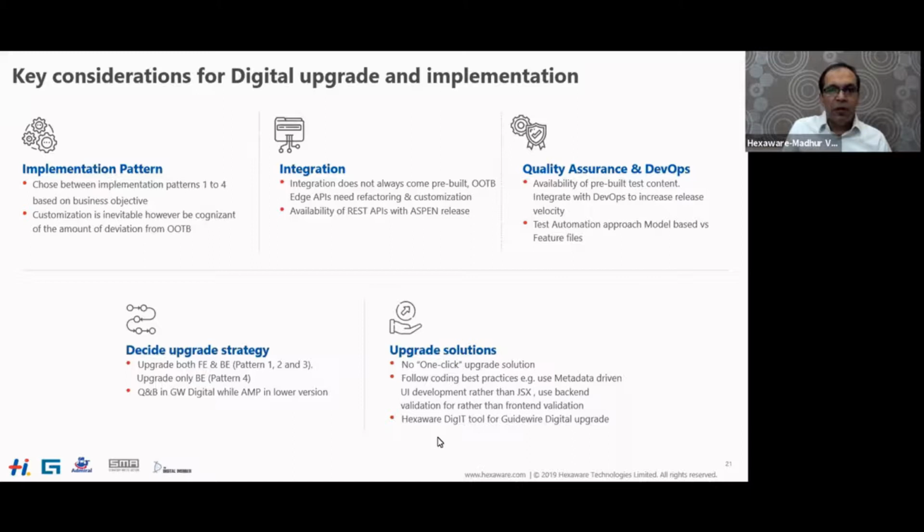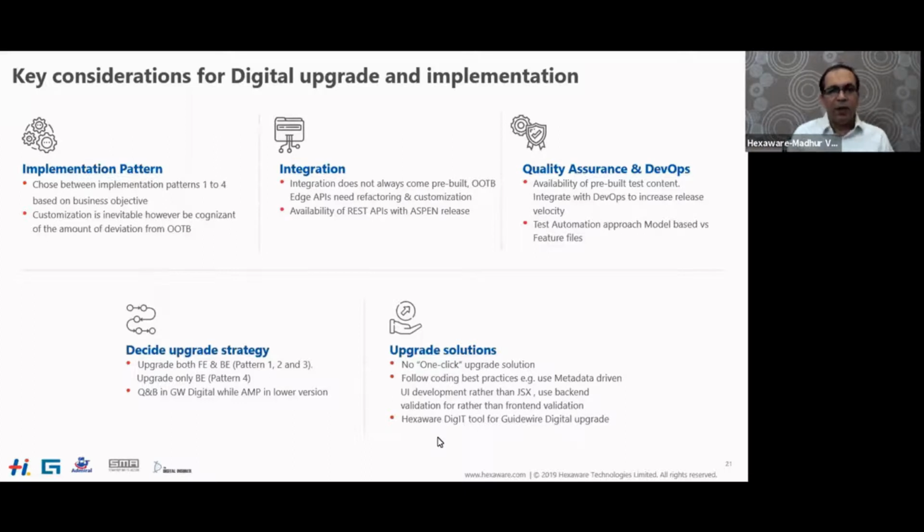So these were some of the points from a new implementation perspective, and I'll take a few minutes to talk about upgrade, because a lot of customers who are using Enterprise Engage will now need to upgrade immediately, right? So there are a couple of strategies that one can take in upgrade, based on the pattern in which the portal is implemented. Customers who are on pattern 1 and 2 will need both front end and back end upgrade, while the ones who are on 4 will only need back end upgrade because they have a custom front end.